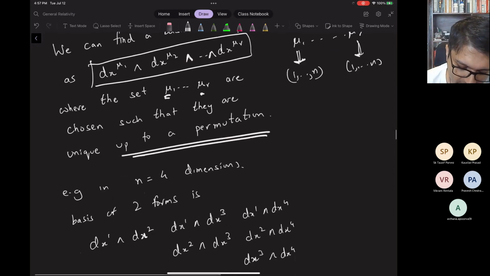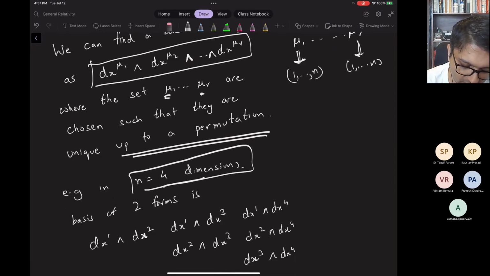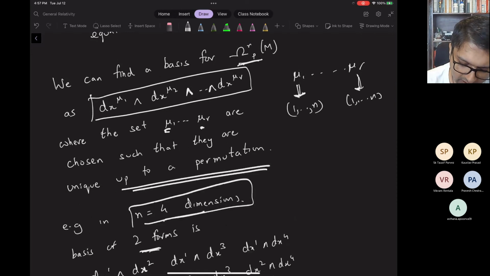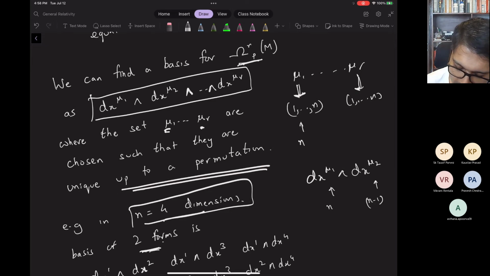So for example, in 4 dimensions, if n is equal to 4, and I'm working with two forms, then I just need to choose the first element in n ways. My two forms have two indices. Sorry, the basis of R forms looks like this. Mu1 can be chosen in n ways. Mu2 can be chosen in n minus 1 ways. But the ordering of these two doesn't matter, so it's divided by 2 factorial.